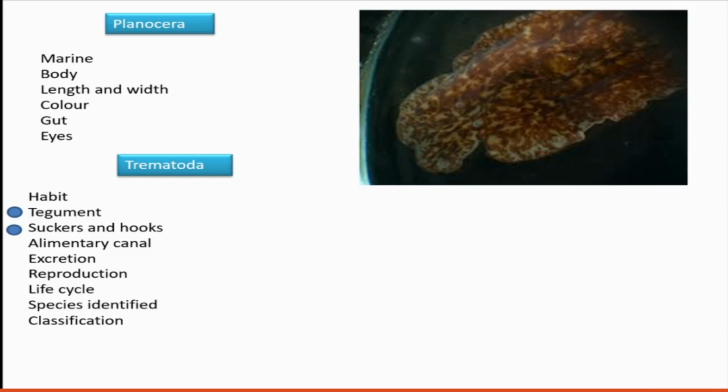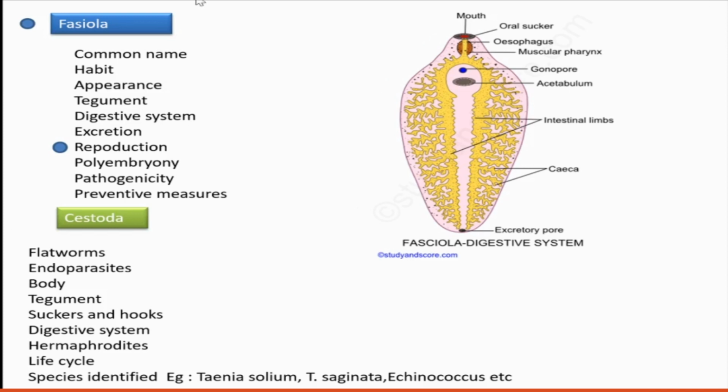Next, going to see the example of Trematoda. The example that we need to learn is Fasciola. What's the common name? Fasciola's picture is shown here. Its common name is liver fluke. Regarding its habitat and habit, it is a parasite of sheep and cattle, and the common species name is Fasciola hepatica.